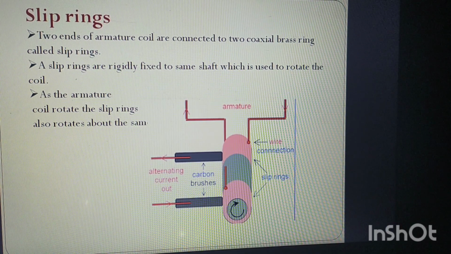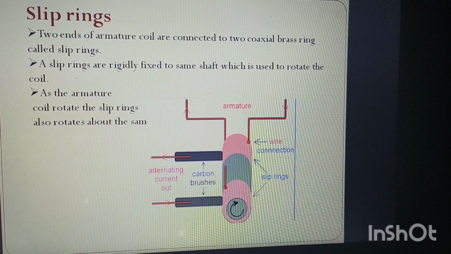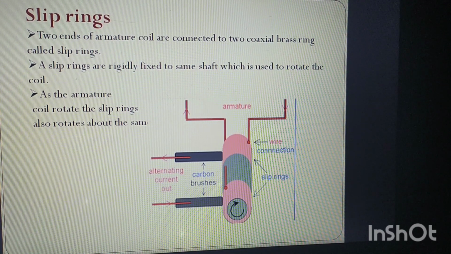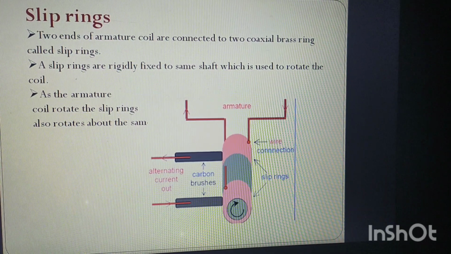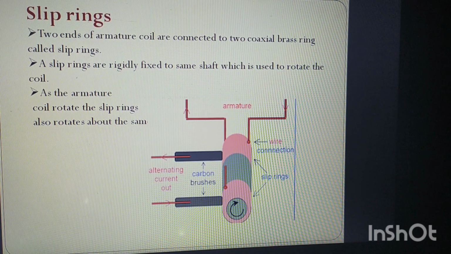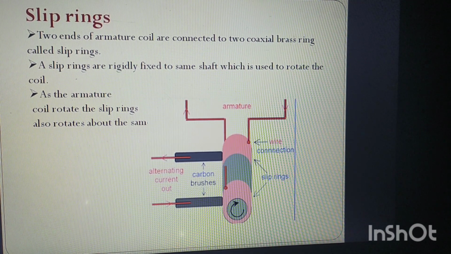And what are they? We can say that they are the two ends of the armature coil. We have already discussed what the armature coil is. So these slip rings are the ends of the armature coil, and they are connected coaxially to the brass ring that is used here, the ring which is used to rotate. Now these rings are also known as slip rings, and they are fixed to the same shaft.